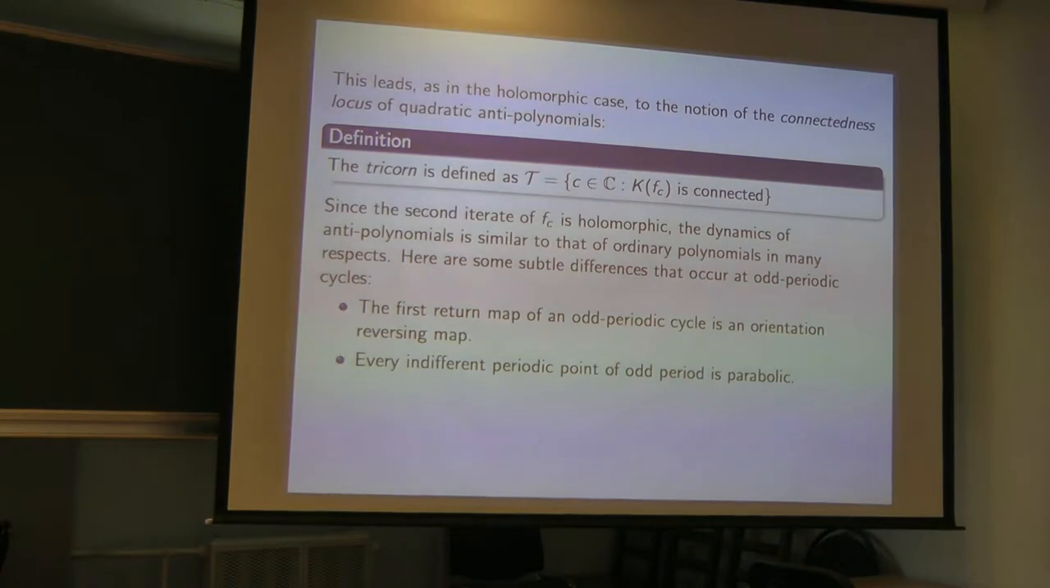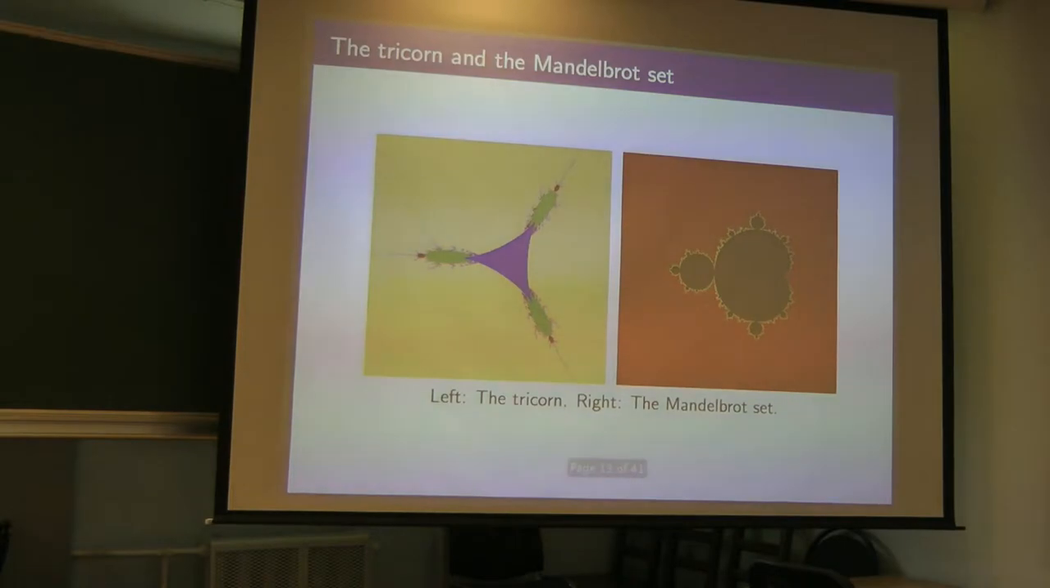And also, whenever you're looking at an indifferent periodic point of odd period, it must be parabolic. So you can basically rule out the Cremer or the Siegel case. So your odd periodic indifferent points are necessarily parabolic. What this means is that when you're looking at an odd period hyperbolic component of this connectedness locus, the boundary is necessarily a parabolic locus. So although dynamically speaking the differences are really subtle, at the parameter space level these two objects differ a lot.